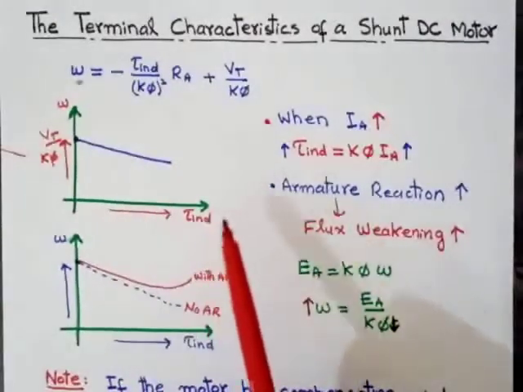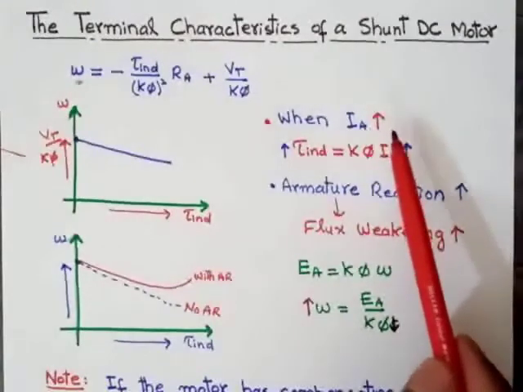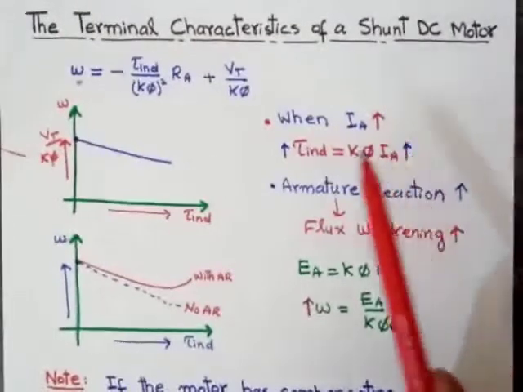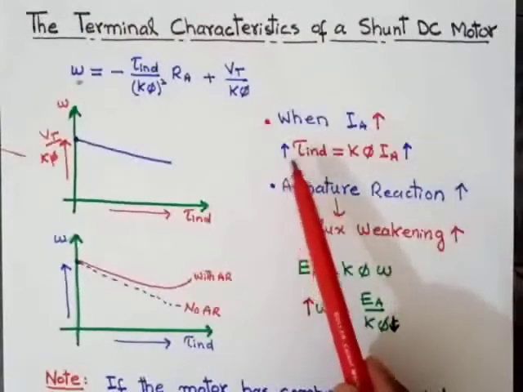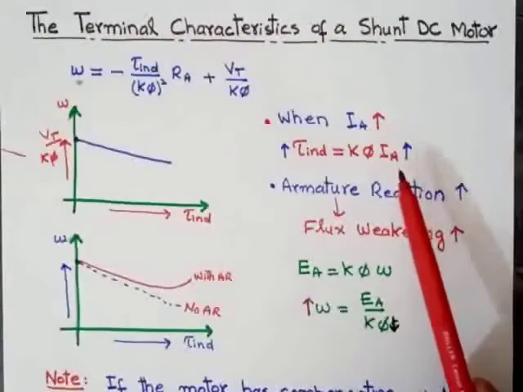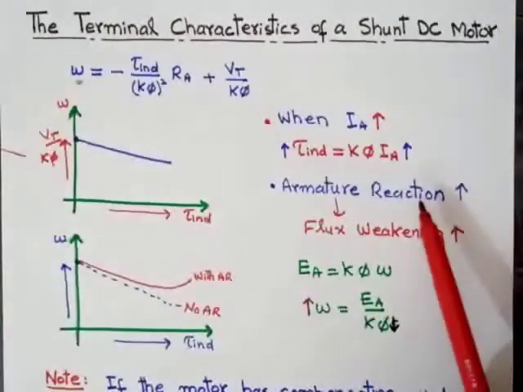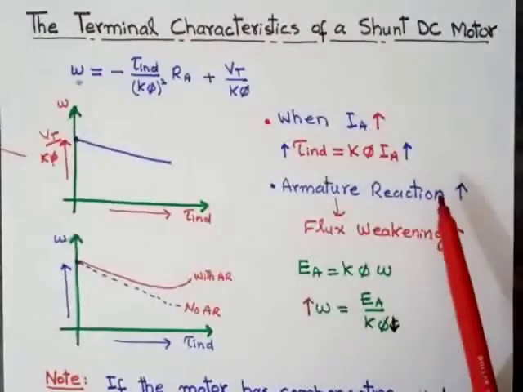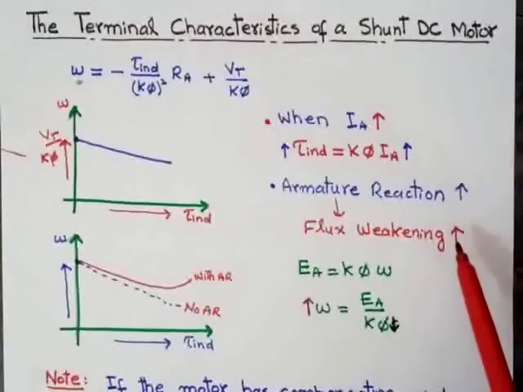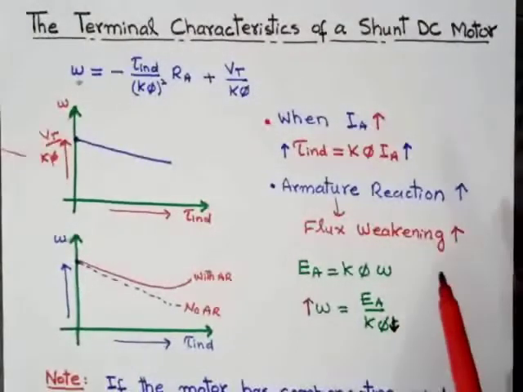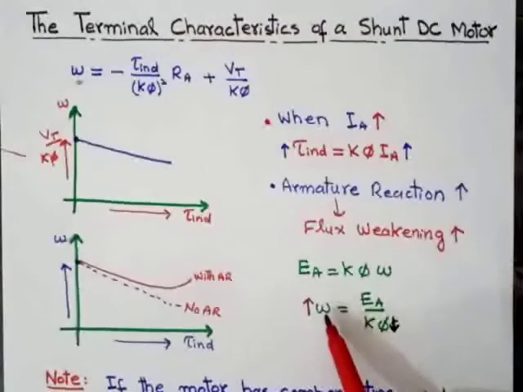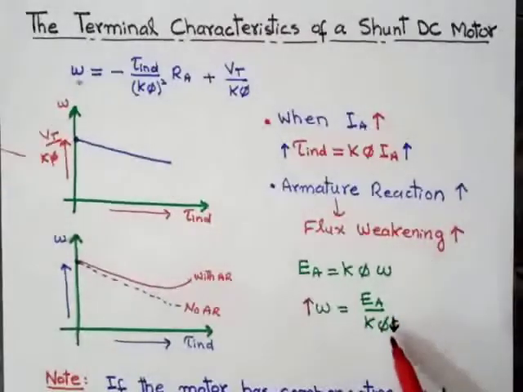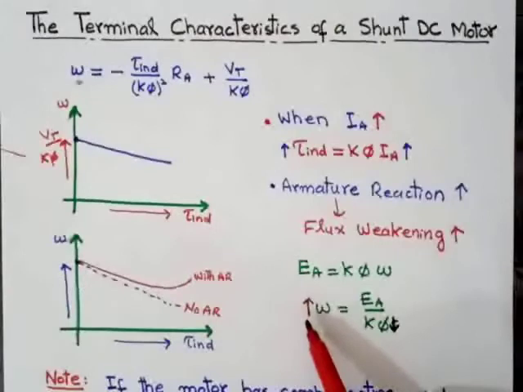Now, the question is, as the current Ia increases when we connect the load, the armature current will increase. As we know, tau induced is directly proportional to the armature current. When the armature current increases, tau induced increases as well. As we have already discussed, when the armature current increases, the armature reaction increases, and then the flux weakening problem increases. As we know, Ea is equal to K phi into omega, so omega, that is speed, is equal to Ea over K phi. When the flux decreases due to armature reaction, the speed of the DC shunt motor will increase.